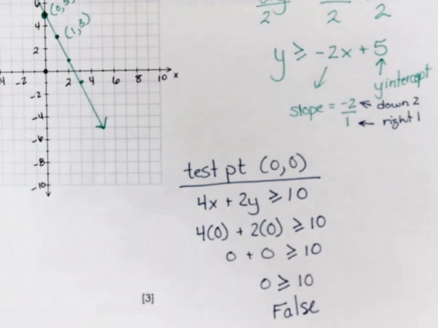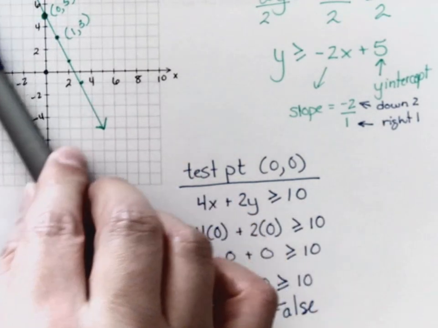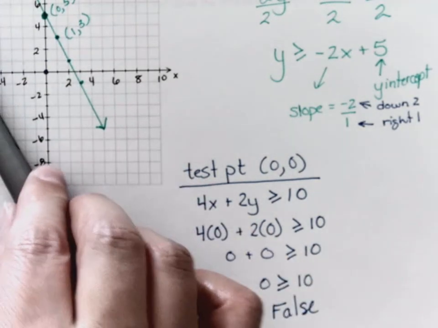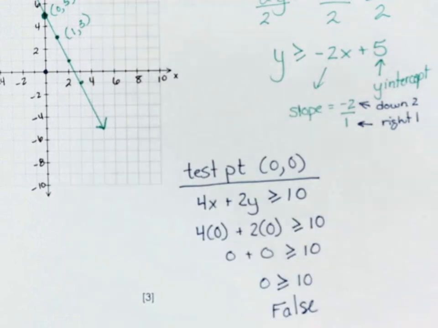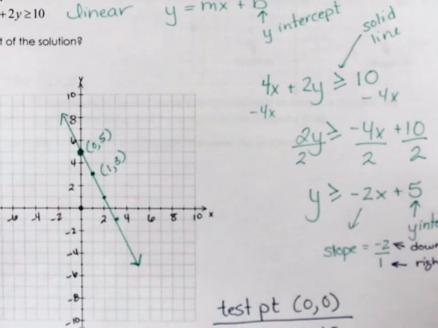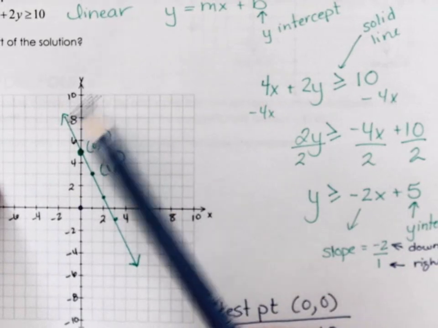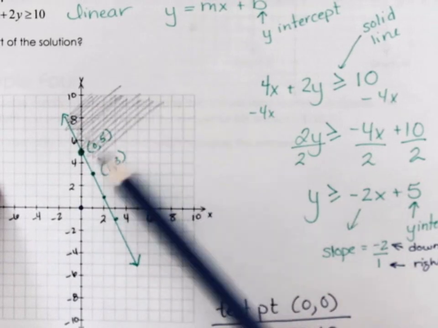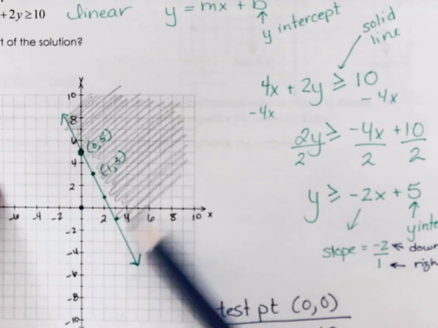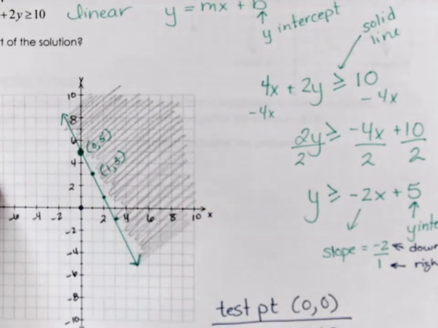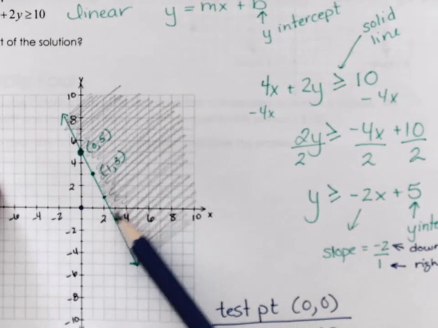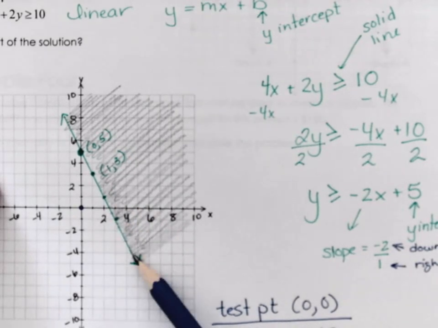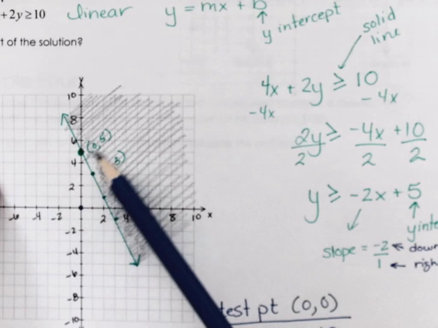So what I know is that points below the line or points to the left of the line don't work. So that means the points to the right of the line work. Now I would encourage you to use a pencil, as I'm going to, and we're going to shade opposite to where my test point is. I have to test the test point to make sure that it's true or false. We always shade on the side that's true.